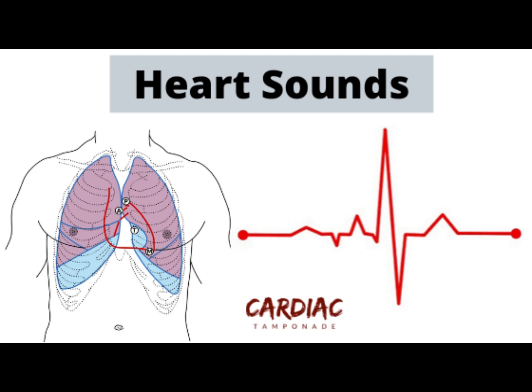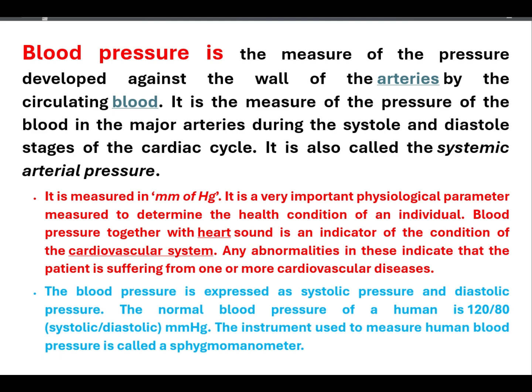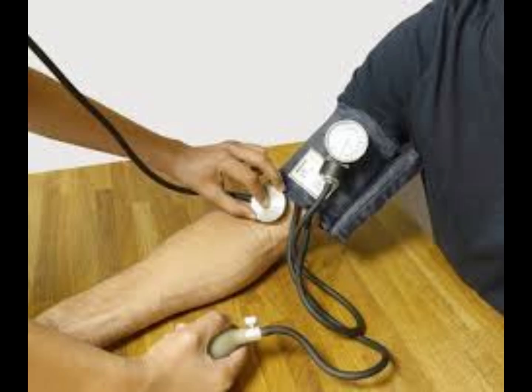Blood pressure together with heart sound is an indicator of the condition of the cardiovascular system. Any abnormalities in these indicate that the patient is suffering from one or more cardiovascular diseases. The blood pressure is expressed as systolic pressure and diastolic pressure. The normal blood pressure of a human is 120/80 systolic/diastolic millimeters of mercury. The instrument used to measure human blood pressure is called a sphygmomanometer.